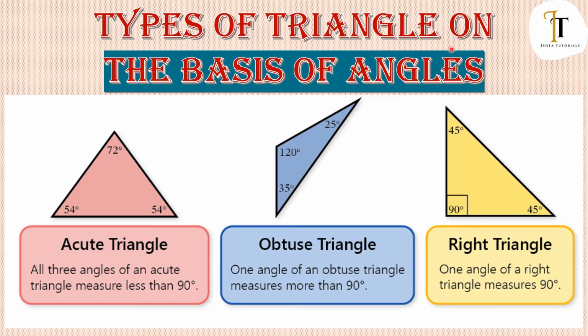Types of triangle on the basis of angles. Students, we have three types of triangles here. First is the acute triangle, a triangle in which all three angles measure less than 90 degrees. Second is the obtuse triangle, a triangle in which one angle is more than 90 degrees. And third is the right triangle, in which one angle measures exactly 90 degrees.